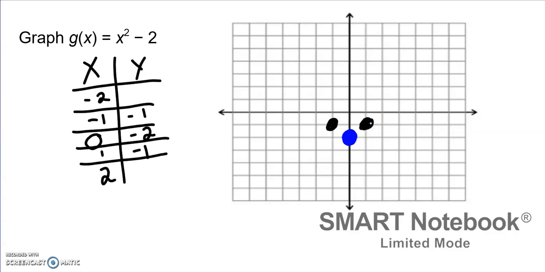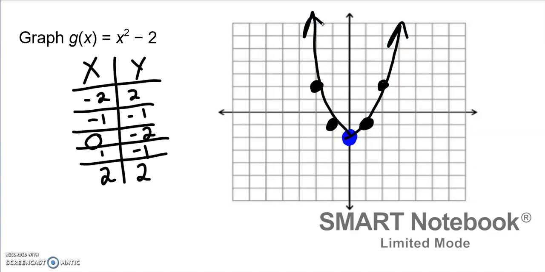Now we can use negative 2, plug it in. Negative 2 squared is going to be 4. 4 minus 2 is 2. And we can use it for 2 as well. So we get 2, 2, and 2, -2. We have 5 values. There you go.